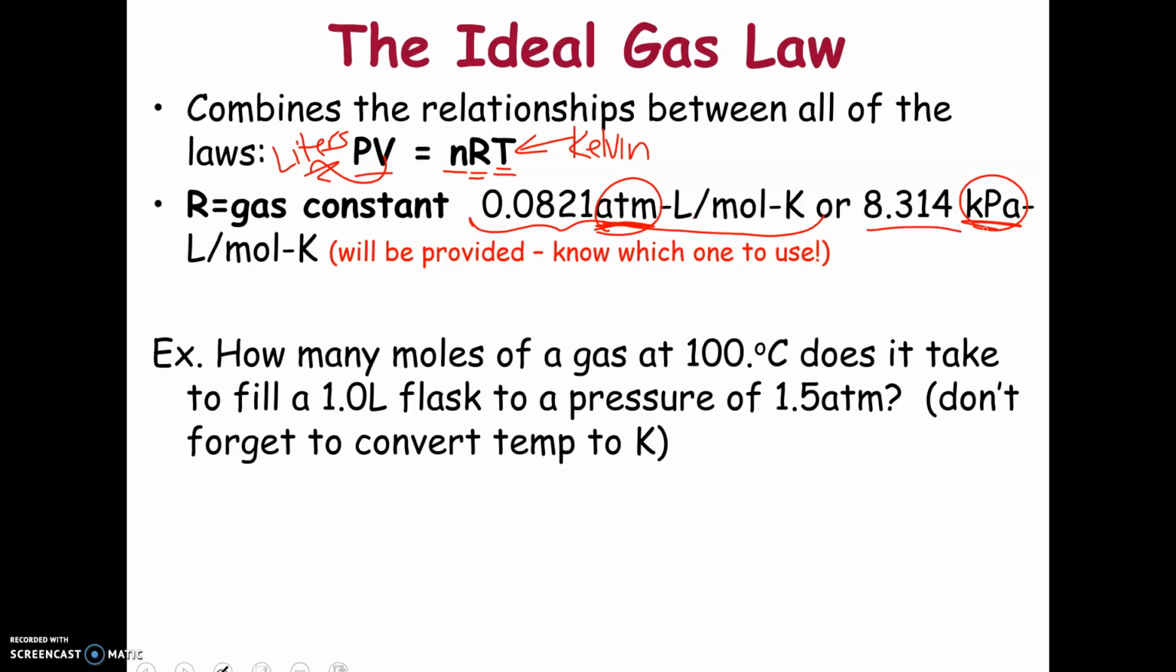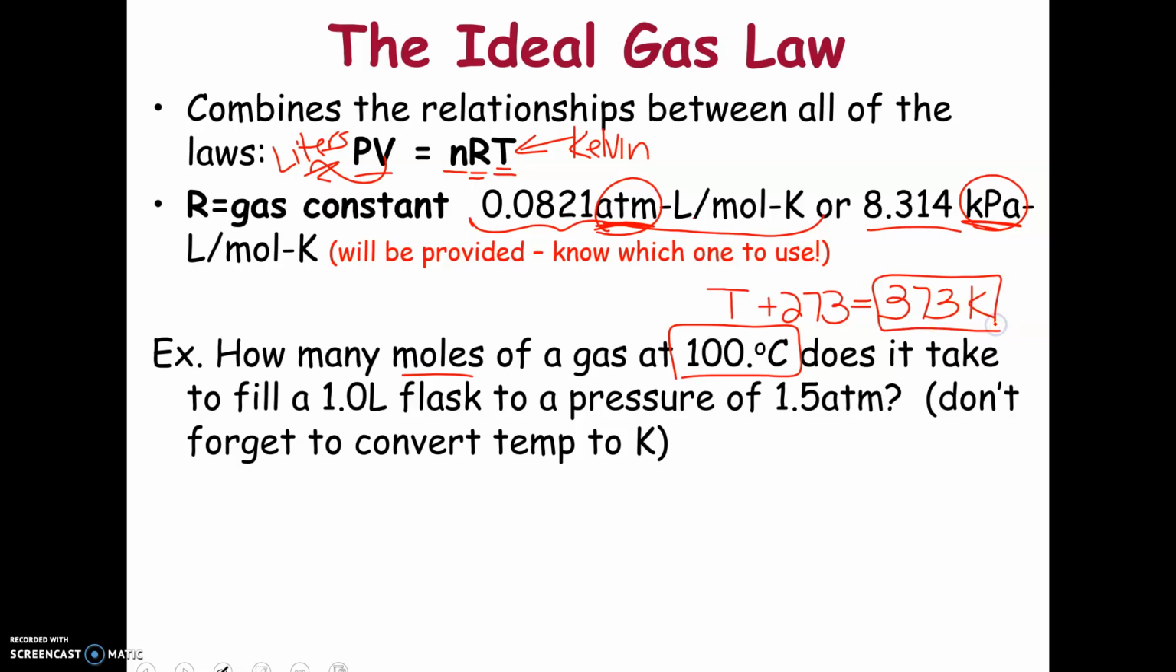All right, so how many moles of gas at 100 degrees Celsius does it take to fill a 1 liter flask at a pressure of 1.5 atmospheres? So first thing, we're going to need to convert our temperature to Kelvin. So notice, first of all, they're asking for moles, and nothing is changing. We're not being given something and then the conditions change, like a temperature 1 and a temperature 2, or a volume 1 and a volume 2. We're being given a temperature, so here's our temperature. And we're going to need to add 273 to that. So this is going to be 373 Kelvin.